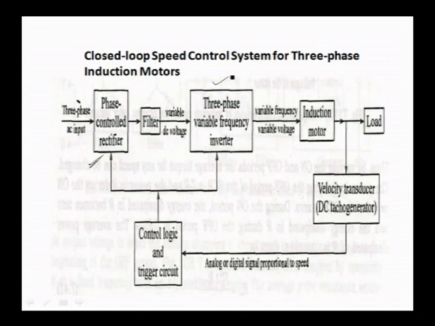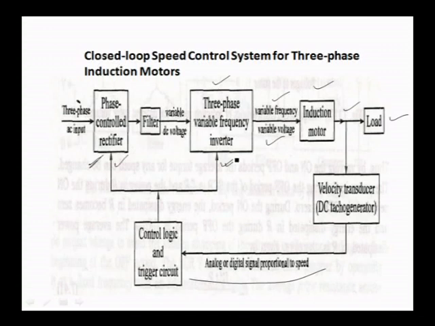So, that is why we are using a variable frequency inverter, to vary the frequency. So, that is again variable frequency and variable voltage, both varying here, fed to the induction motor, with some load connected. As we already saw, we measure the speed, convert it into an electrical quantity, and feed it to a control logic and triggering circuit. This is the triggering circuit giving firing signals both for the rectifier and the inverter.